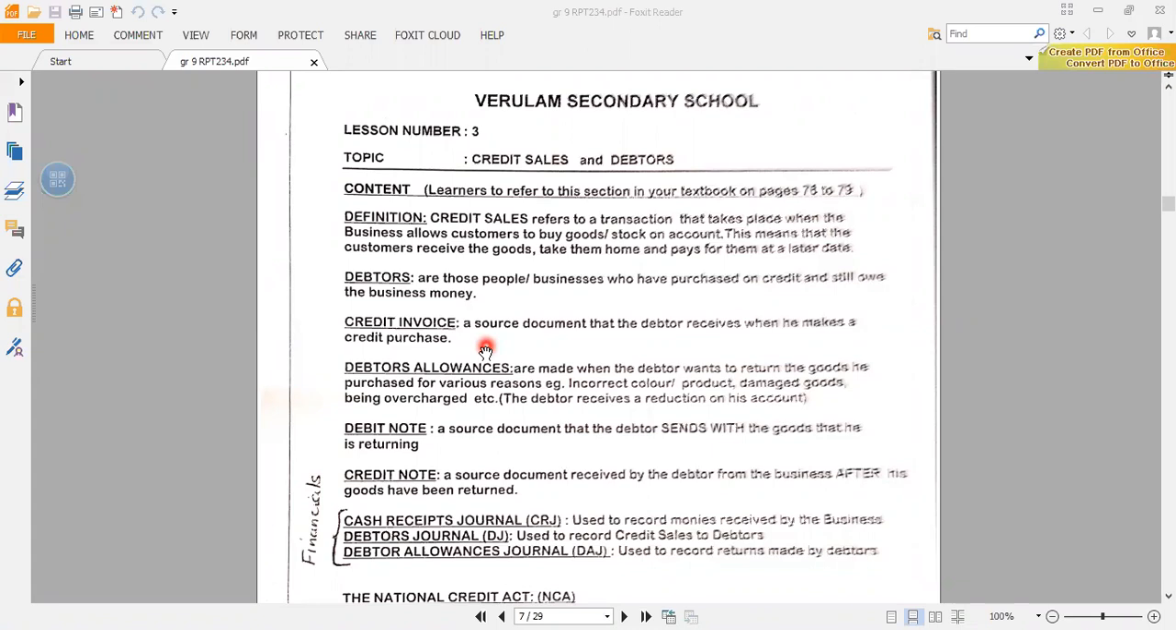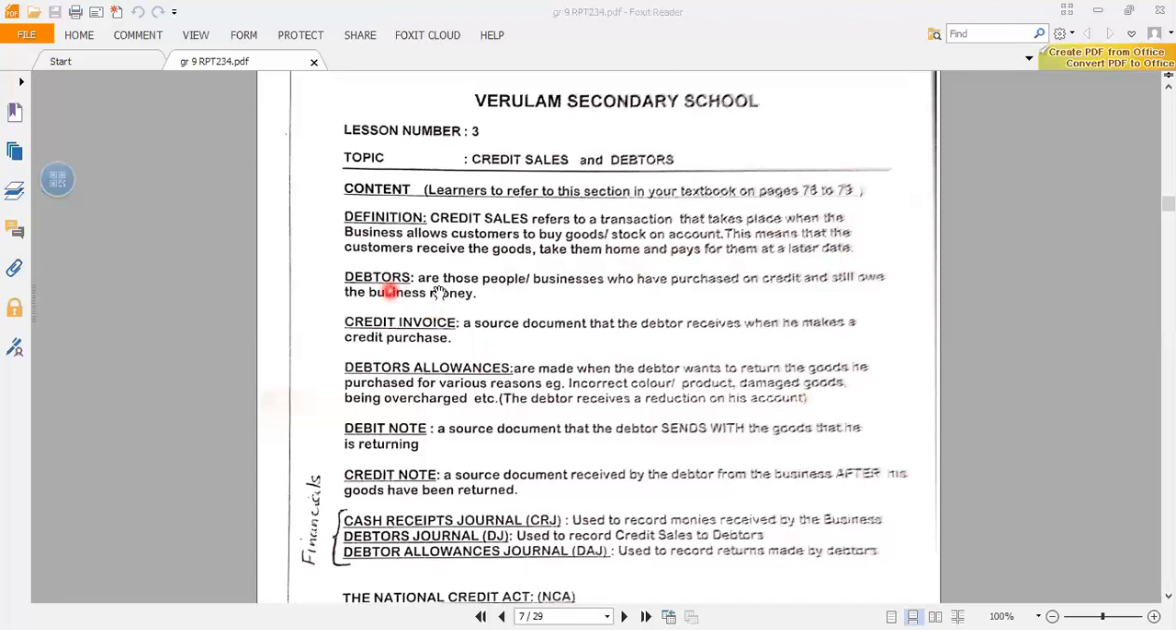Let us begin. The definition of credit sales: it refers to transactions that take place when the business allows customers to buy goods and stock on account. This means that the customer receives the goods, takes them home and pays for them later. An example of a credit sale is when your mom goes to Edgars and purchases products, takes them home and pays towards the account later on. So let's look at the various concepts that are related to credit sales.